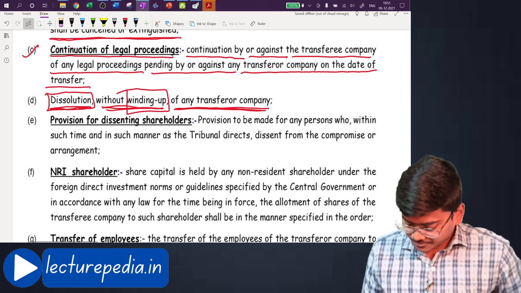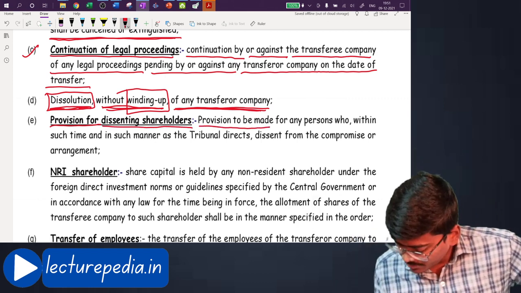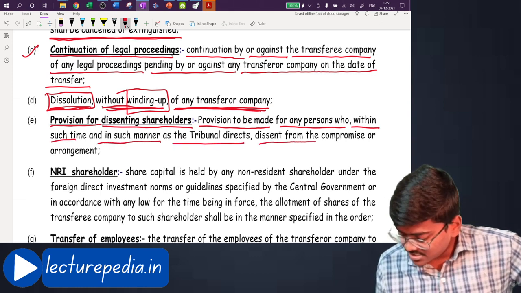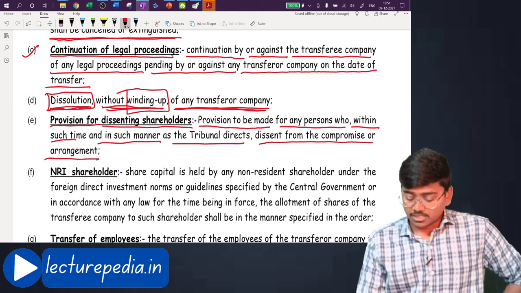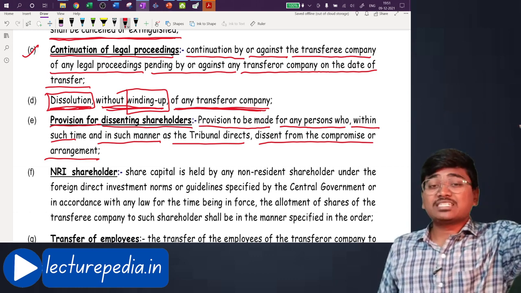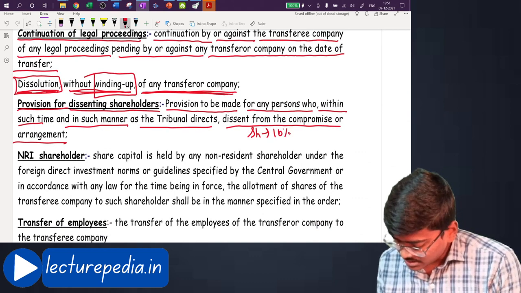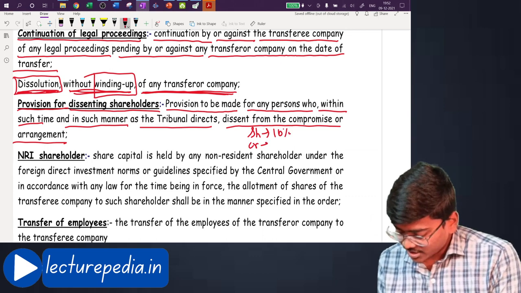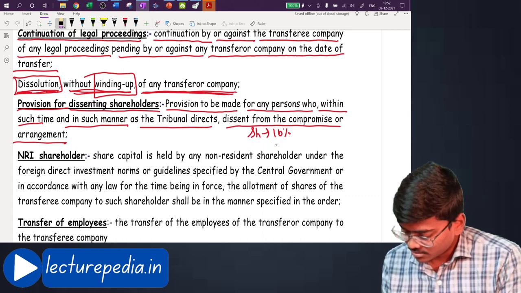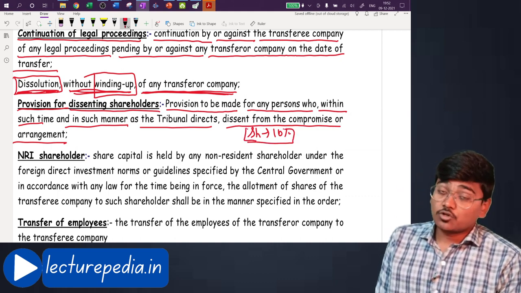Fifth point, provision for dissenting shareholders. Provision is to be made for any person who, within such time and in such manner as the tribunal directs, dissents from the compromise or arrangement. Even for this point, if you have to object to the compromise or arrangement, the same limits which we discussed in section 230 apply. In case of a shareholder, he should have at least 10% of total shares, and in case of a creditor, at least 5% of outstanding debt. But in the present case, the creditors' limit will not be relevant because it relates to amalgamation. Now only shareholders will be relevant. To object to the scheme, you should have at least 10% of total shareholding.